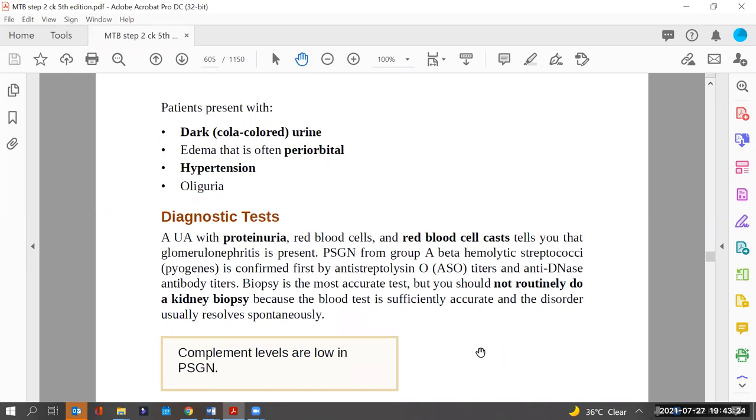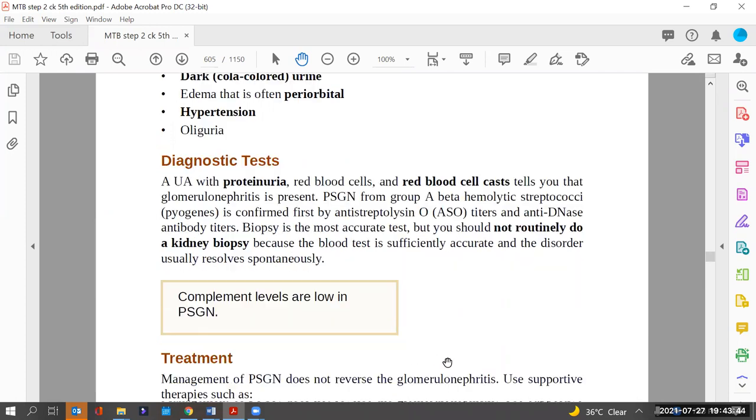So this is also one of the clues. Apart from the ASO titer and the anti-DNase antibody titers, we will see a deficiency of complement C3 levels, especially in these patients, low level of complement C3. That is also one of the clues in making a diagnosis of post-streptococcal glomerulonephritis. So complement levels are low, especially in this one.